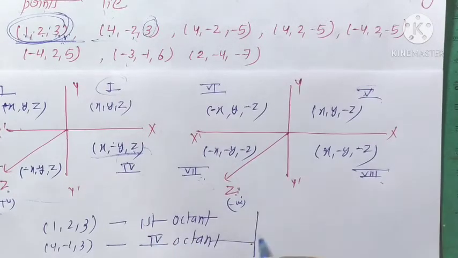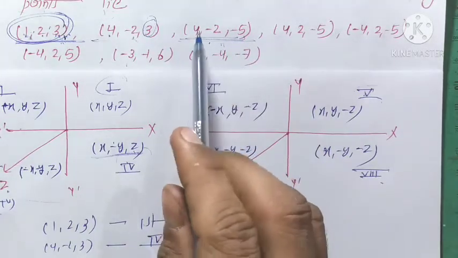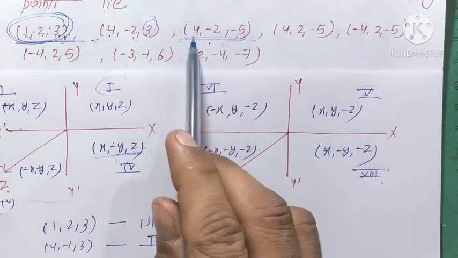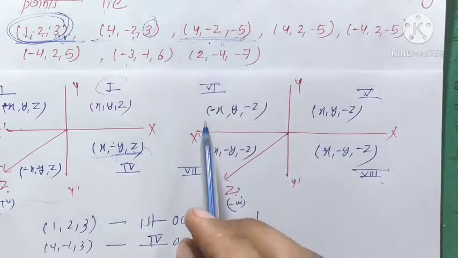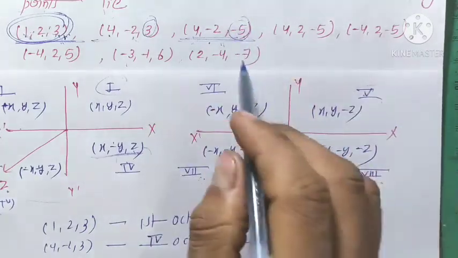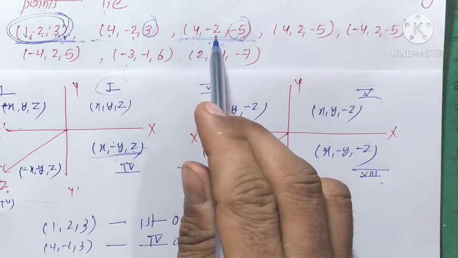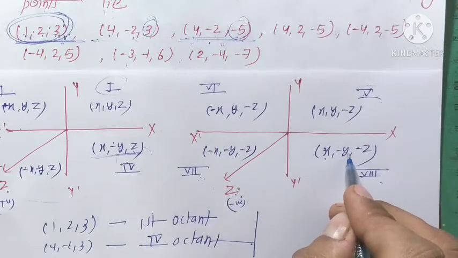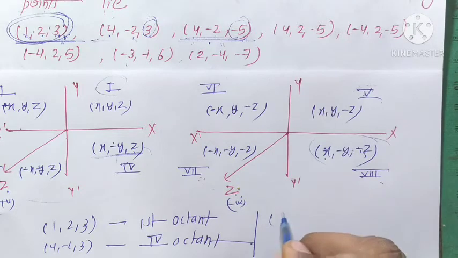Similarly, here you see this triplet: the x coordinate is positive, but the rest of the coordinates are negative. Here z is negative, so we look at this side. Z is negative, x is positive, y is negative. So in this case x is positive, y is negative, and this is also negative. So it lies in the 8th octant.